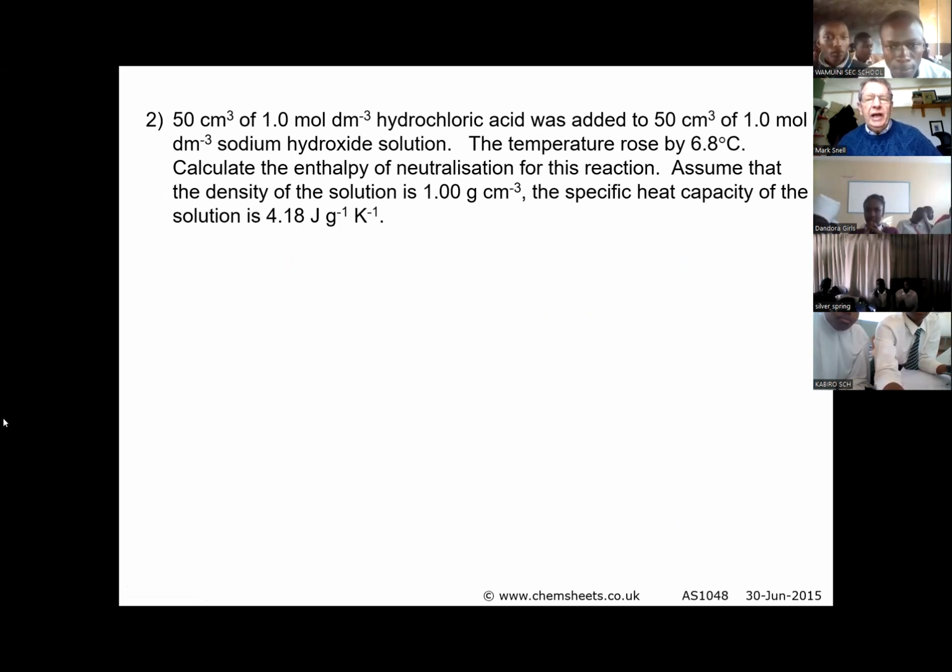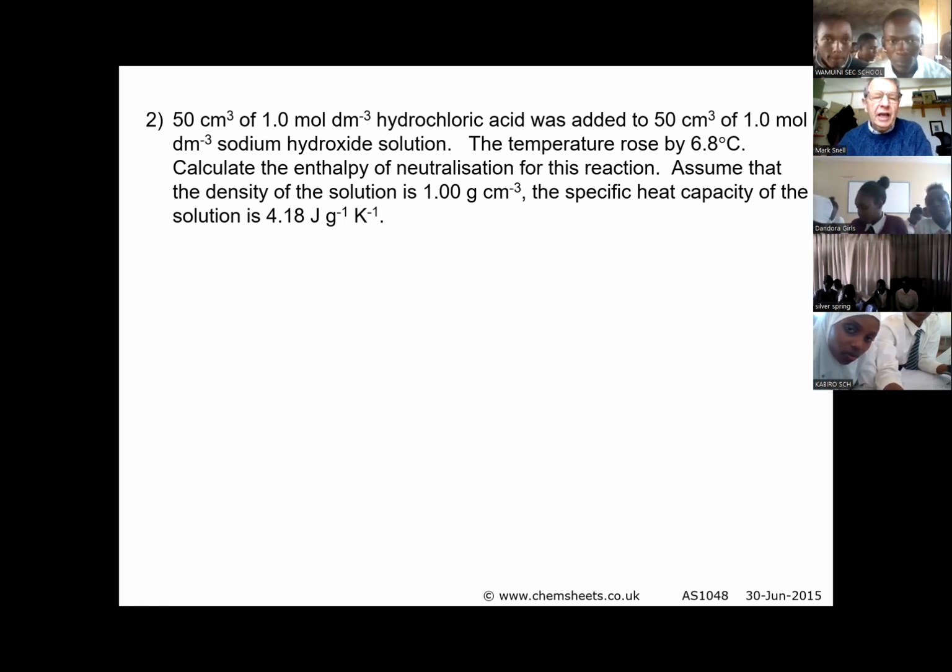So in this one, we have 50 cubic centimeters of 1 mole hydrochloric acid added to 50 cubic centimeters of 1 mole per cubic decimeter sodium hydroxide. Temperature rises by 6.8, and the specific heat capacity is 4.18. Now, what you have to spot here is that we are adding 50 cubic centimeters to 50 cubic centimeters. So we end up with 100 cubic centimeters. 100 cubic centimeters will weigh 100 grams.